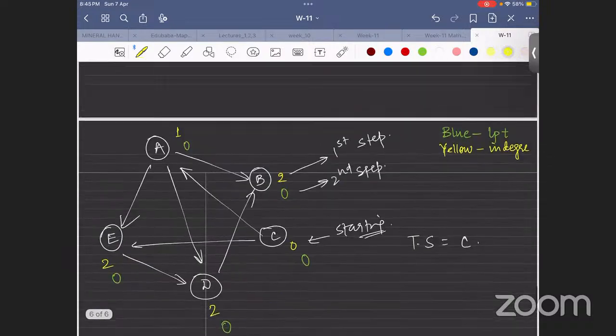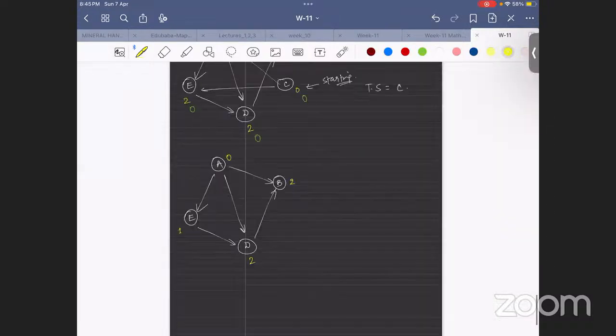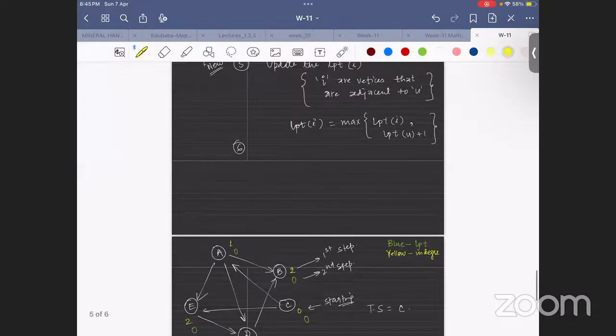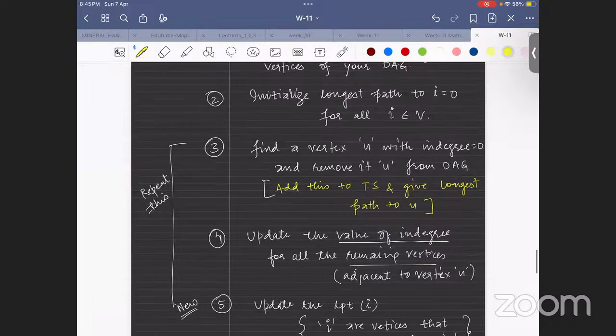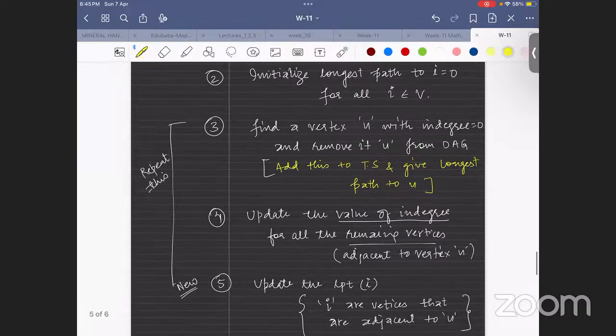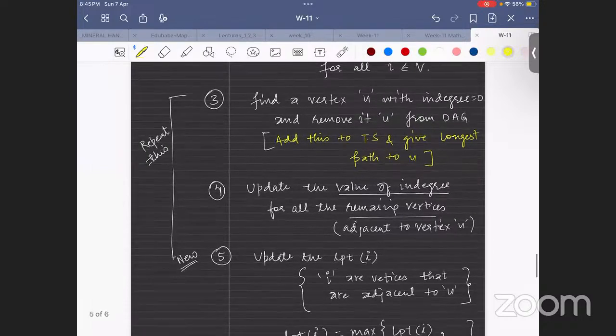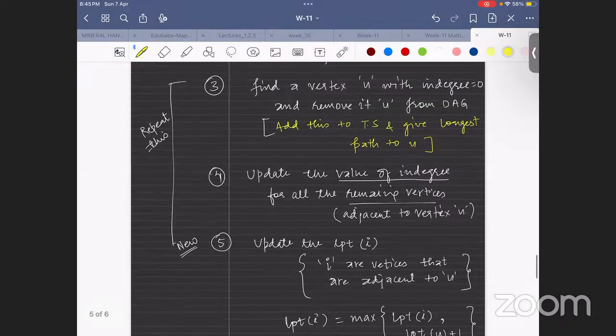If you are getting confused, I'll just repeat it again. The first step is pretty simple. The second is also simple. In the third step, you have to find the vertices with in degree 0, and then remove it from the DAG, and add it to the topological sorting that you are writing here. Then you have to update some other values also, that is the longest path to that particular U. So the longest path to this U is what?